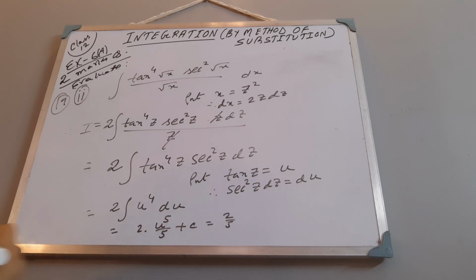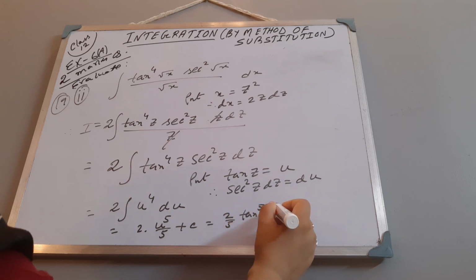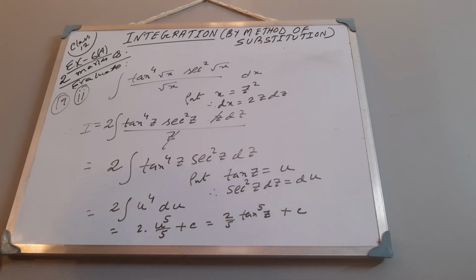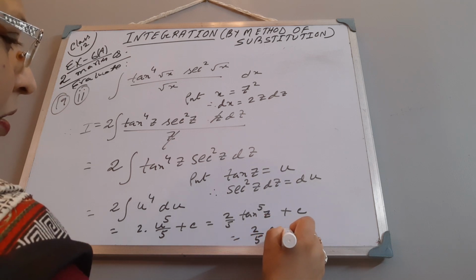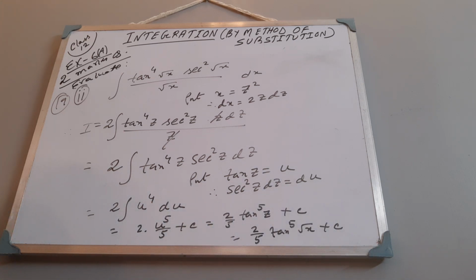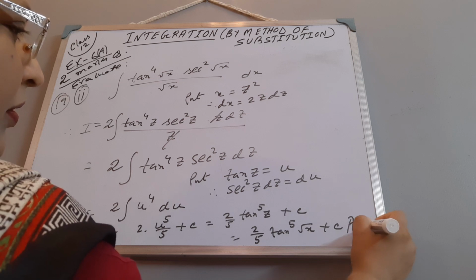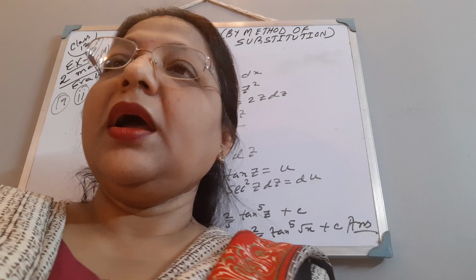So it's coming 2 by 5 as a constant term, and u means tan z, so tan to the power 5 z plus c. Now z is equal to root x, and this is the answer. Sum number 19 done. Next sum coming in the new video.